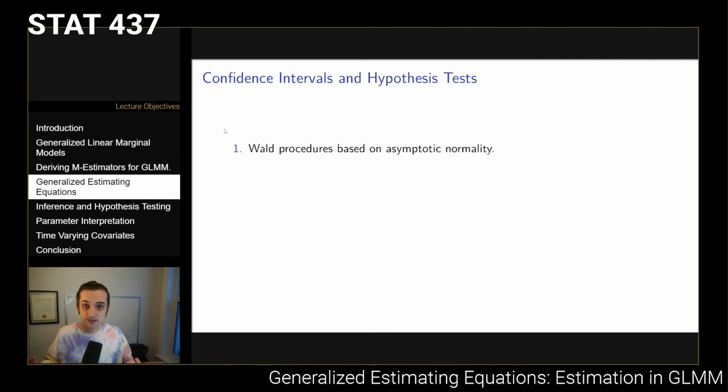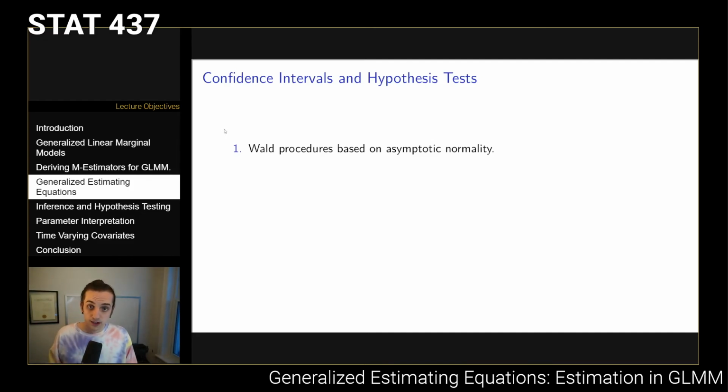Now, because of asymptotic normality, because of the M-estimation theory, we can use Wald-based procedures. And that's going to be the core way that we go about doing inference, right? So we saw that with the linear marginal models. We saw that in linear regression and in generalized linear models as well. But anything that is based on a Wald-type hypothesis test, so that's taking beta j as approximately normally distributed, and then you can use the standard error of beta j to form confidence intervals or do hypothesis tests. All of that is still valid in the case of generalized linear marginal models, right?